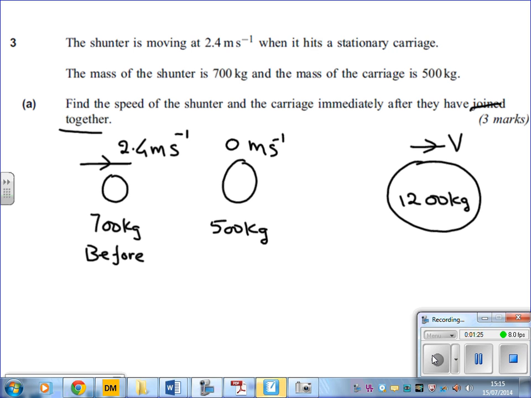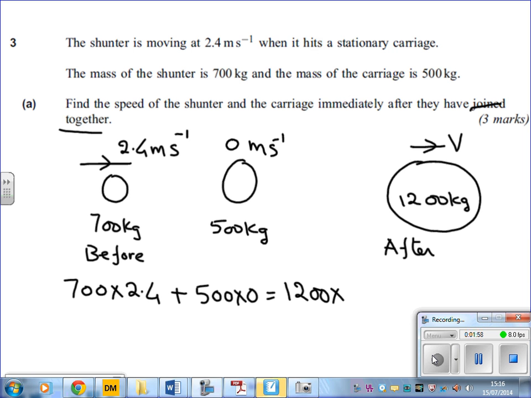So we know momentum before equals momentum after. Let's write down what's the momentum before. So momentum before, due to the 700, is 700 times 2.4. The momentum due to the stationary carriage is going to be 0. So if you want, you can write down 500 times 0, it doesn't matter. And momentum after the collision is going to be 1200 times v.